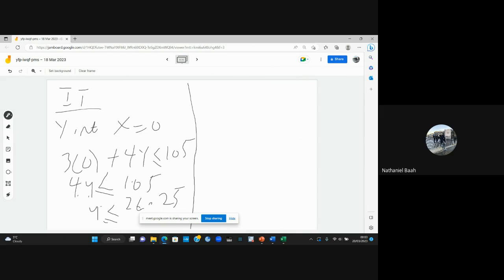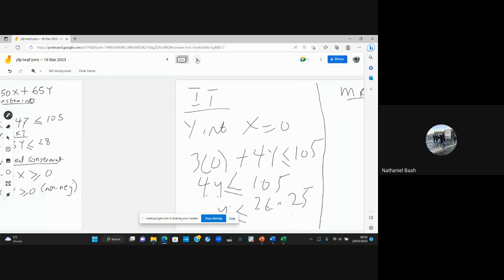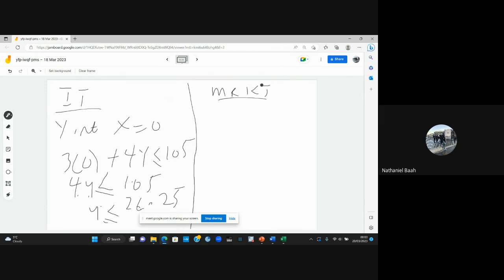what we are going to do is to do that for the marketing department. So in the marketing department, let's look out for the equation for the marketing department. We had x plus 1.5y should be less than or equal to 28. So in the marketing department, at x-intercept, y is equal to 0. We are going to get x to be less than or equal to 28.